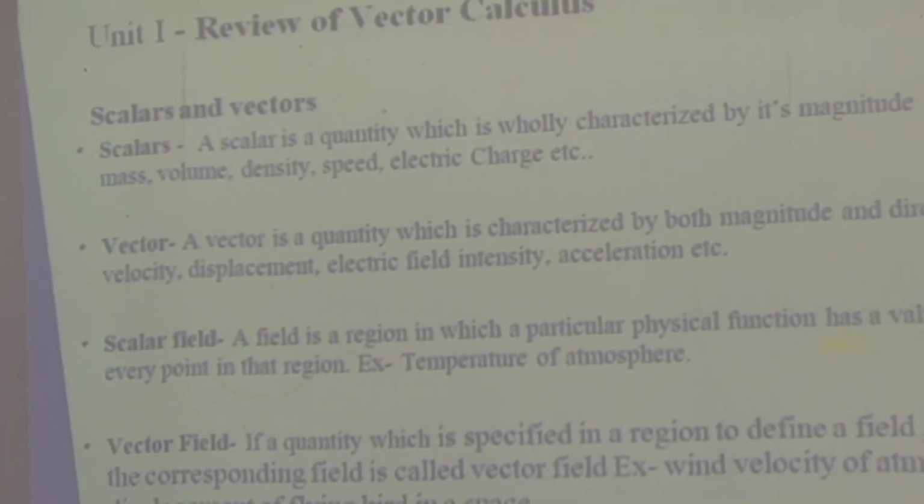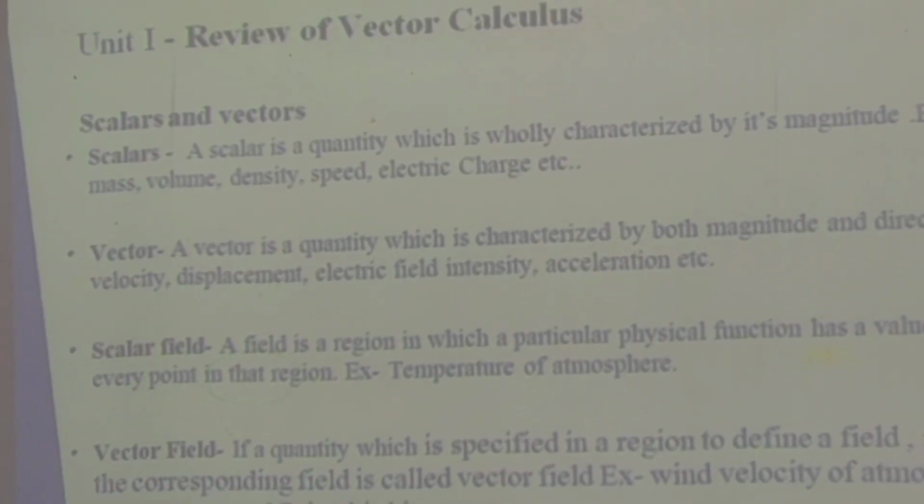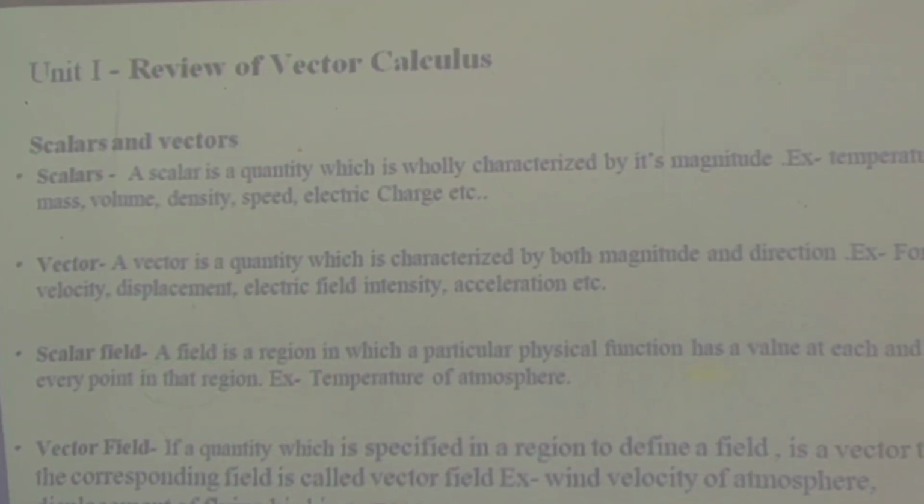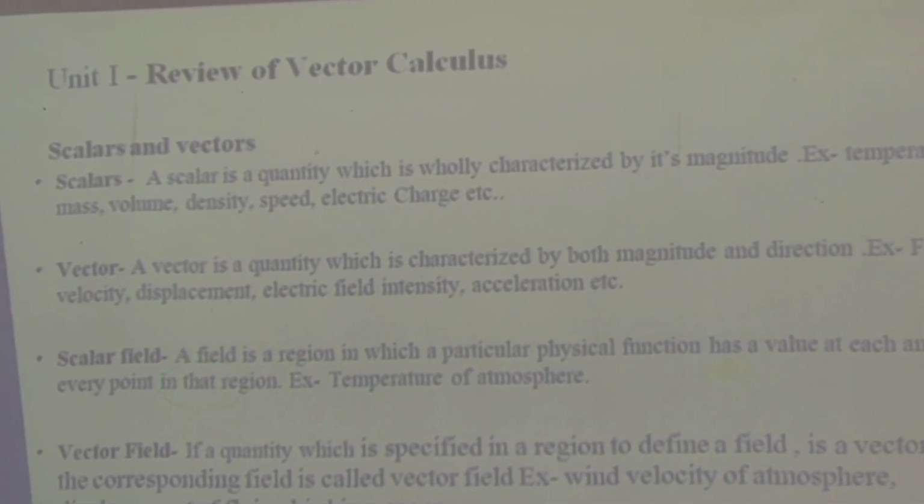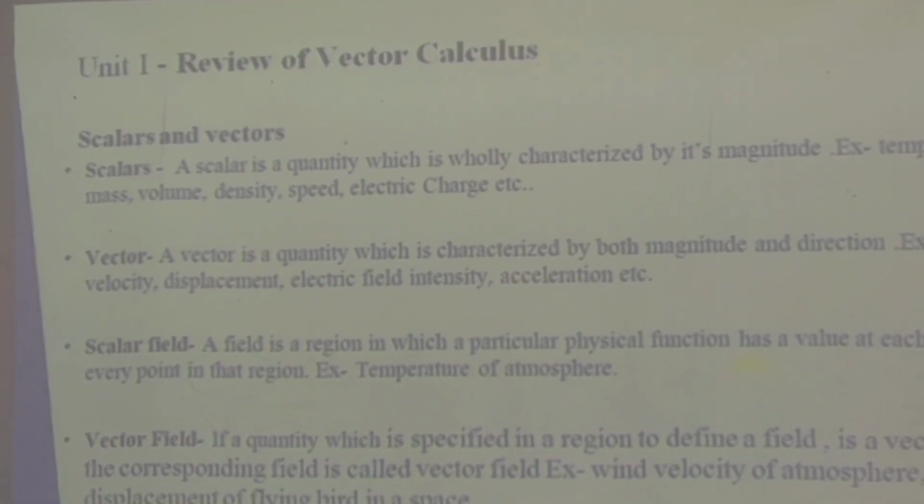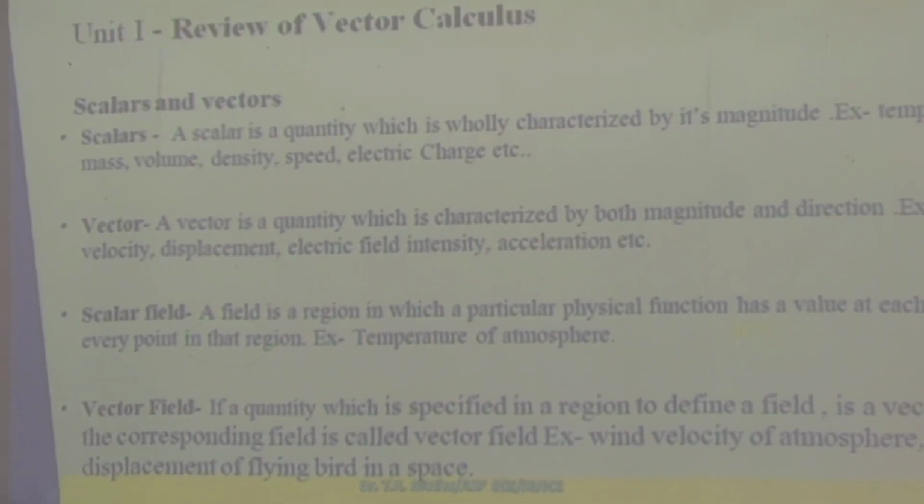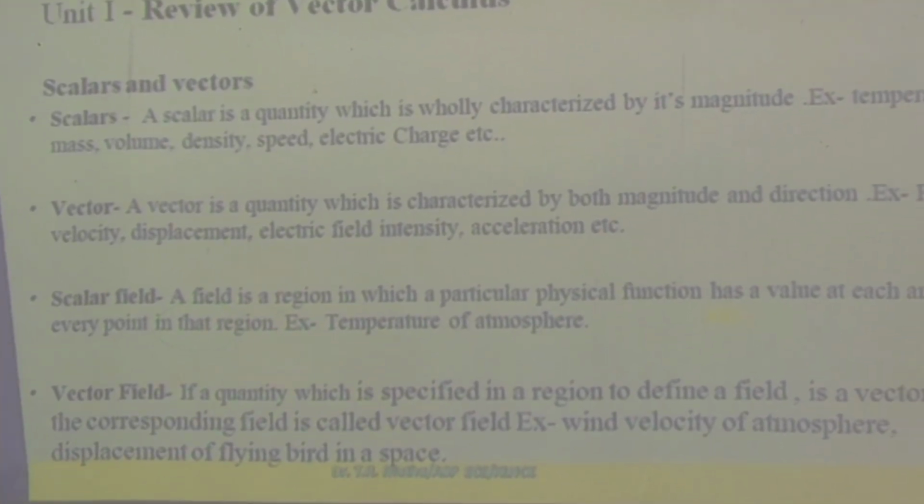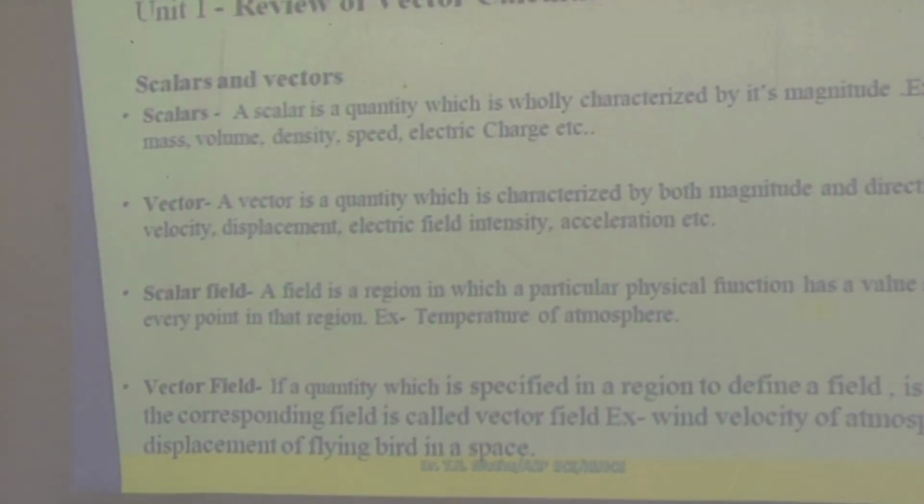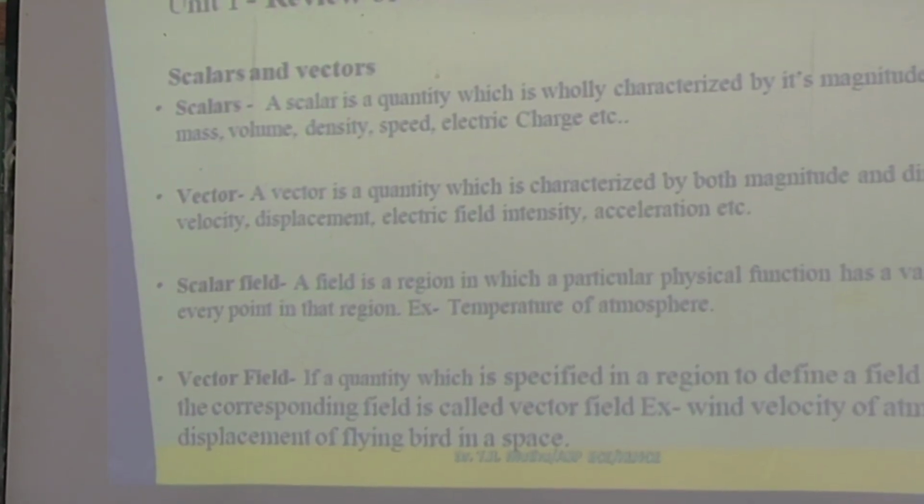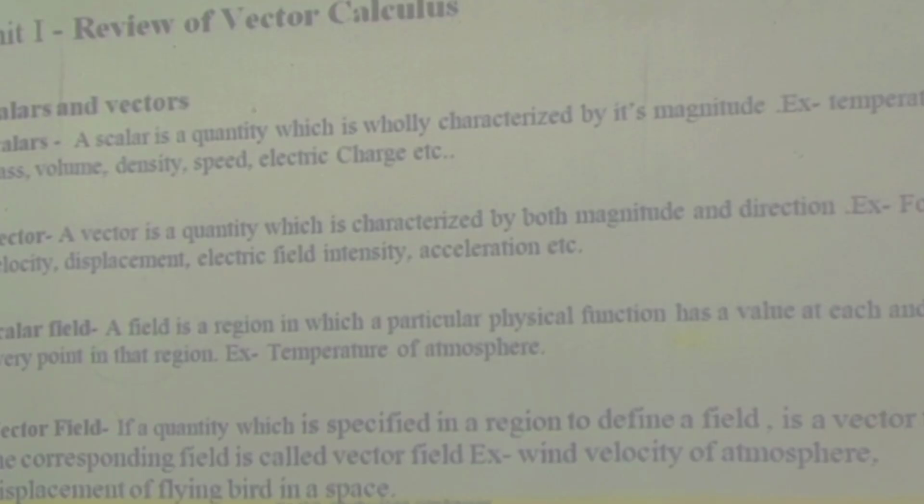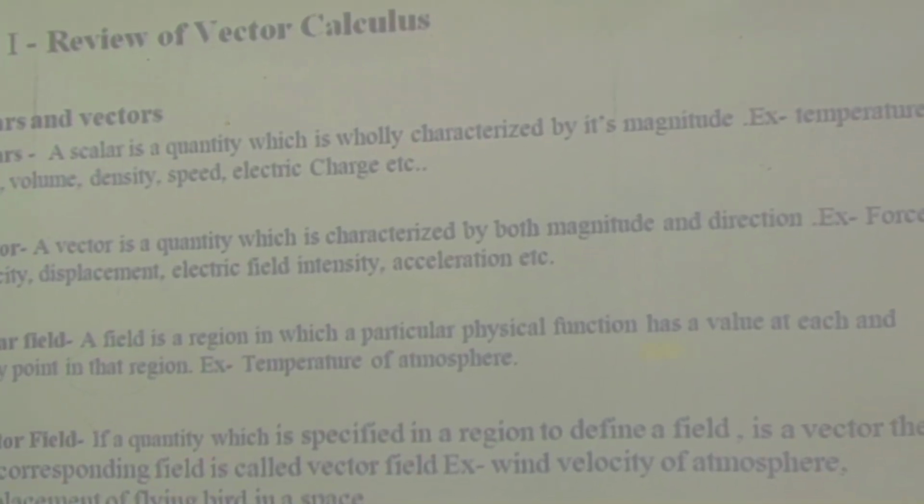The next one is, these are the basic review concepts, scalars and vectors. As we have already gone through what a scalar is and what a vector is, we can now clearly correlate what a scalar field and a vector field are. A scalar we already know is characterized by its magnitude. A vector we already know is characterized by its magnitude and direction.